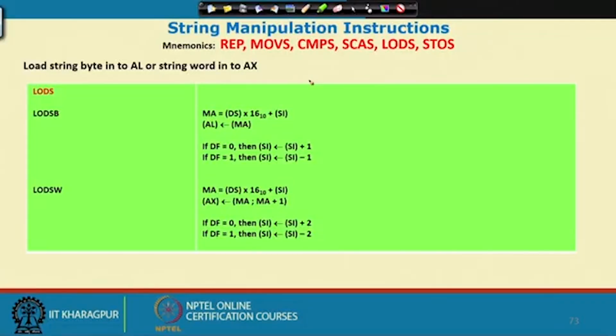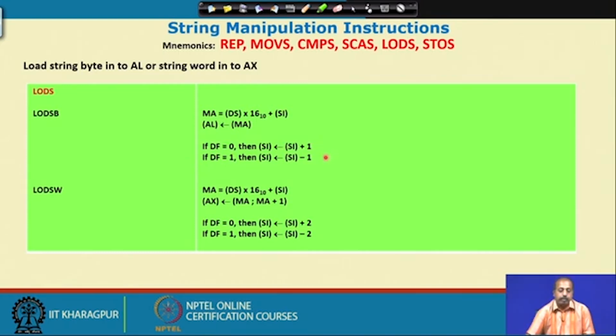So, next we have this LODS instruction. You want to load some byte which is pointed to by the source index register into the accumulator register, and for that purpose we have LODSB. What LODSB does is that the memory address DS times 16 plus SI is copied into the AL register, and then if DF is 0, the SI value is incremented; if DF is 1, the SI value is decremented.